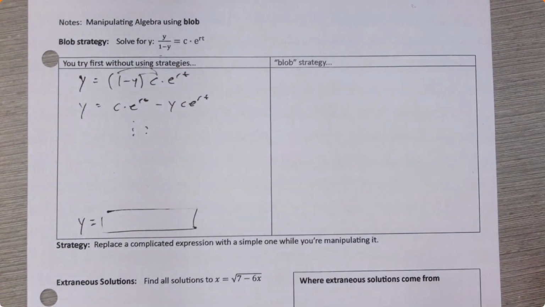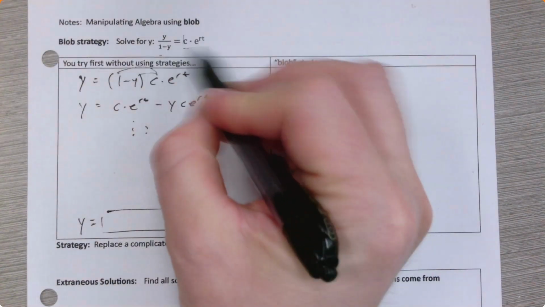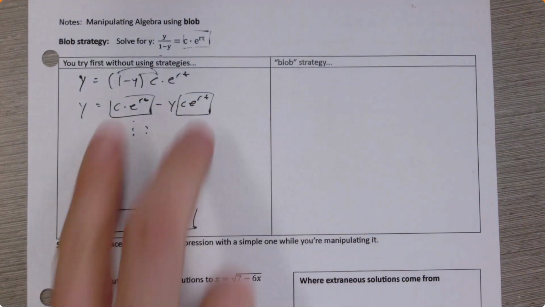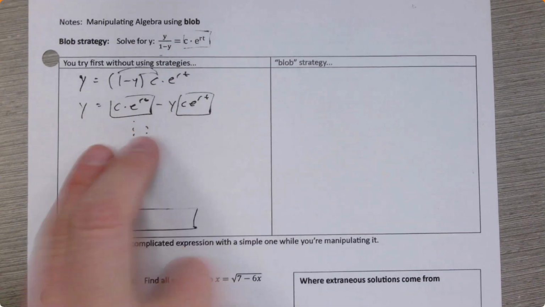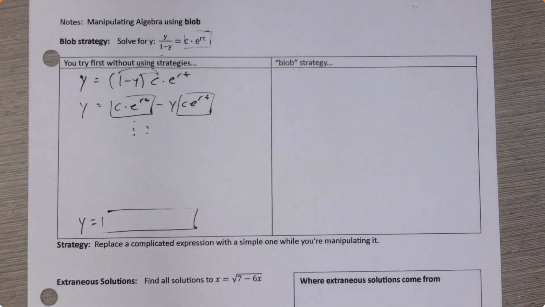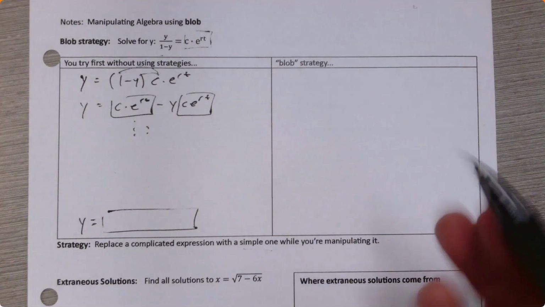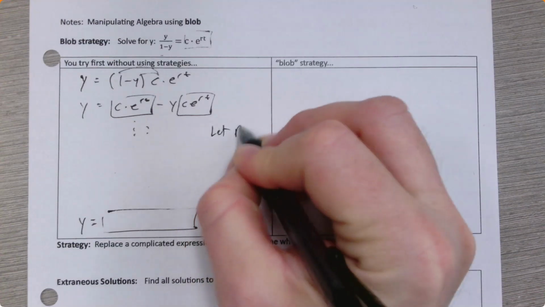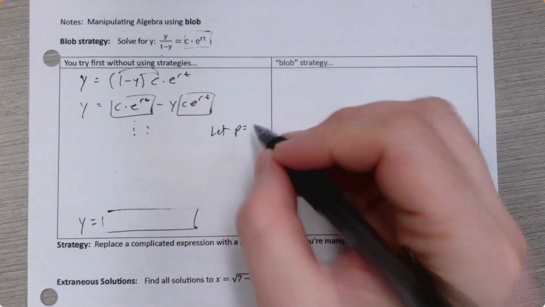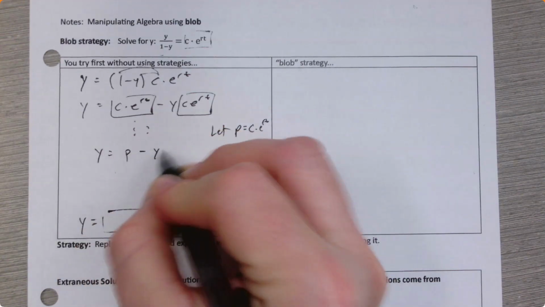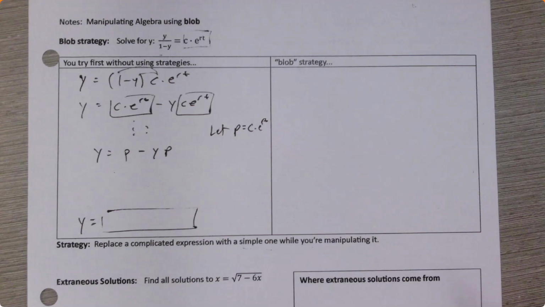So here's the blob strategy. The blob strategy is to replace a complicated expression. It doesn't have to be that complicated, but here I see c e to the rt happening twice. And this is part of what's making the problem visually feel more overwhelming. So I'm going to replace that complicated expression with a simple one while I'm manipulating it. A formal mathematician would define a new variable, let p equal c e to the rt, and then you could rewrite it as p minus yp, and already that looks easier.